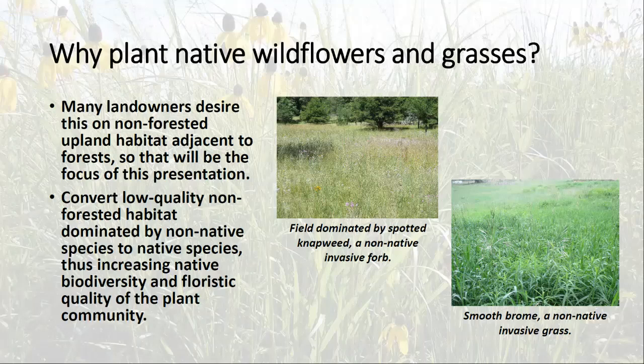So let's start off by talking about why plant native wildflowers and native grasses. There are lots of reasons. Many landowners desire this because they're trying to convert poor habitat to better habitat. And what I mean by that is low quality habitat such as fields dominated by non-native invasive species such as spotted knapweed and smooth brome are considered poor habitat for our native wildlife.